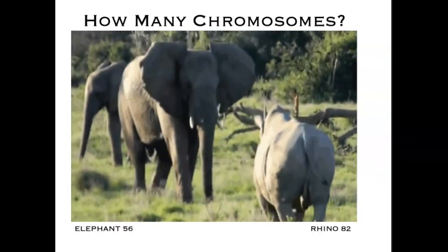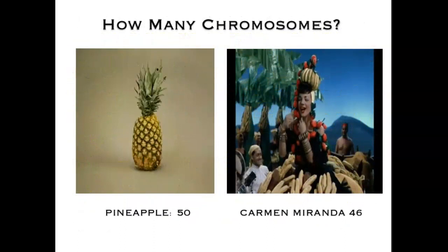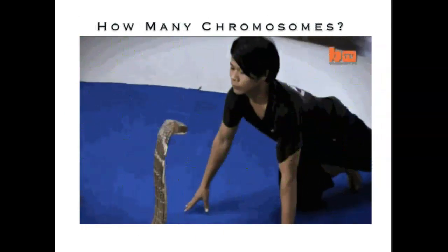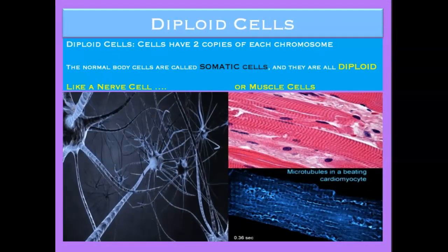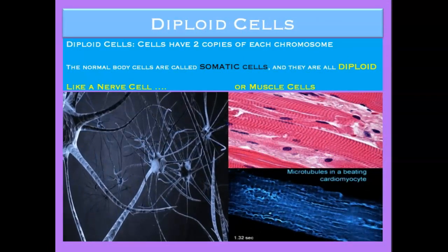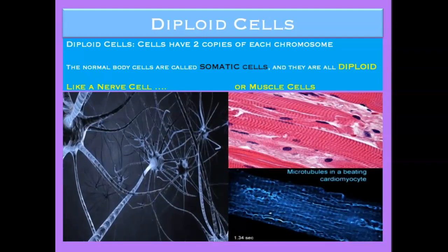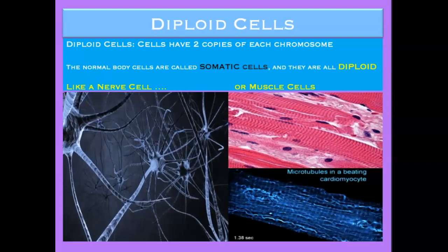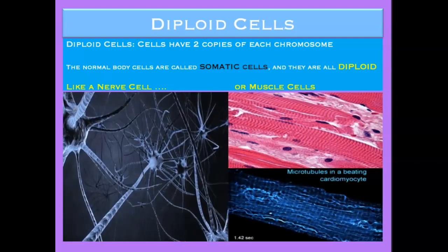The point behind all of these slides that you see here with the elephant and the carp and the pineapple and the adder's tongue fern, and the cobra that you're going to see, and the shrimp that you're going to see, all of those organisms, they all have different numbers of chromosomes. The number of chromosomes does not determine an organism's complexity. For example, a goldfish has 92 chromosomes. You have 46. My bet is on you versus a goldfish in a standardized test.